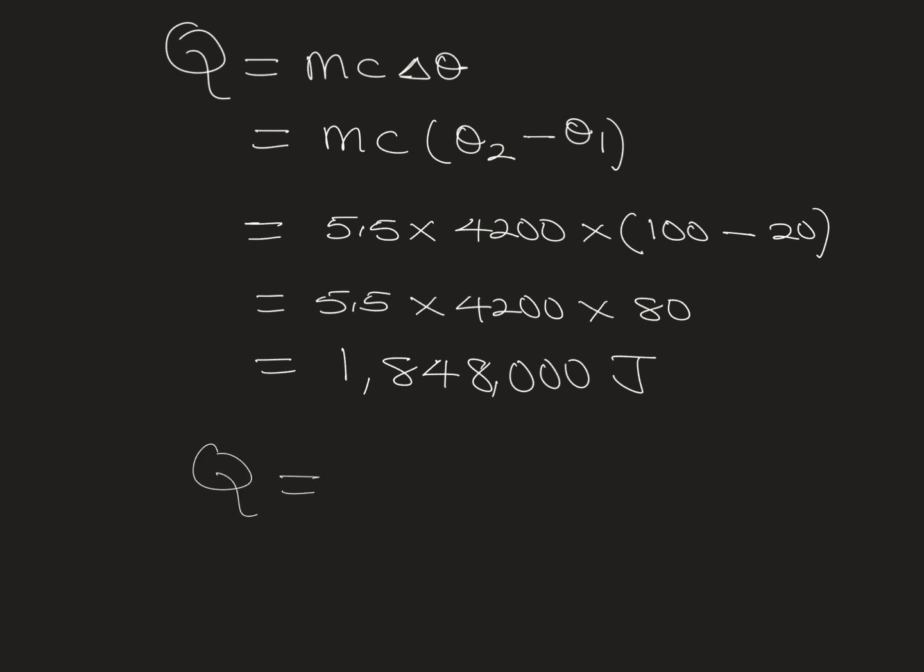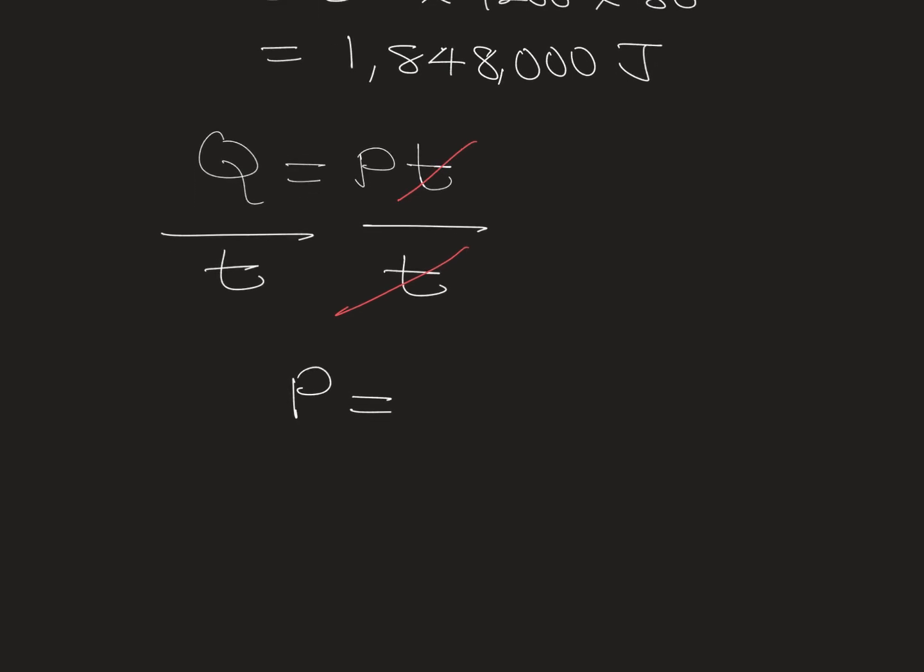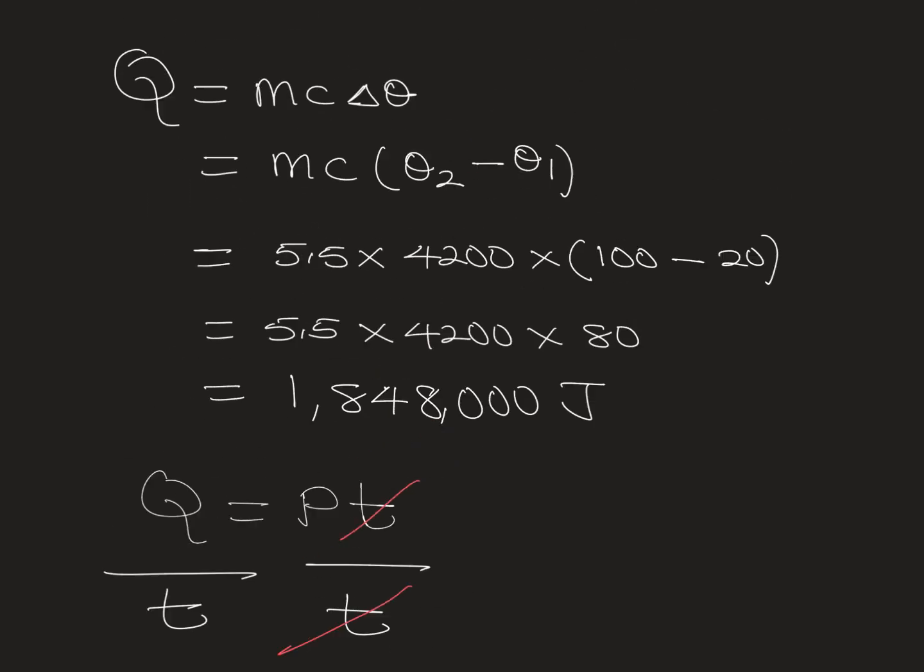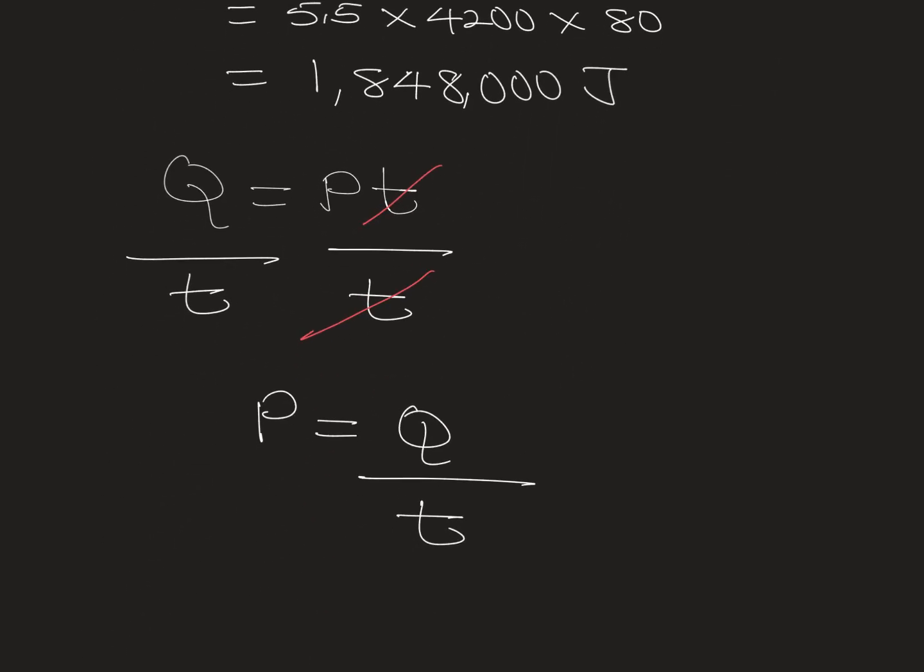The formula that relates the quantity of heat and power is that the quantity of heat is equal to power multiplied by time. So if I want to find power, I will divide both sides by time. This will cancel this. So power is equal to the quantity of heat divided by the time. What is the time given in the question? It is 4 minutes. If I convert it to seconds by multiplying by 60, that will be 240 seconds.